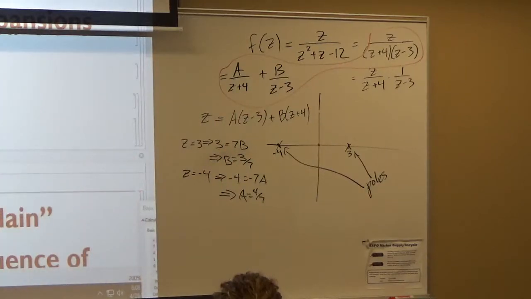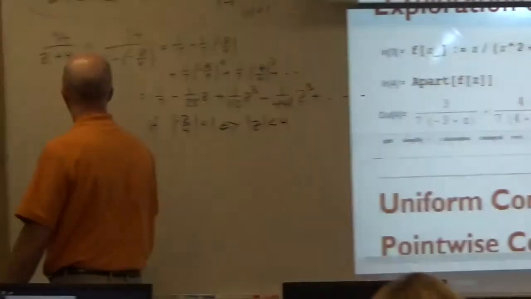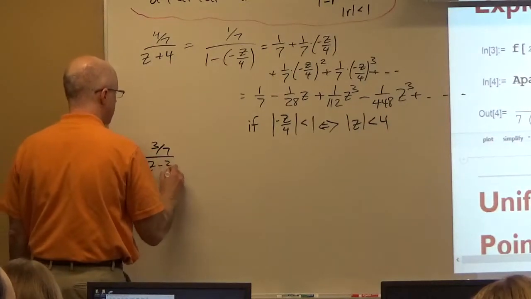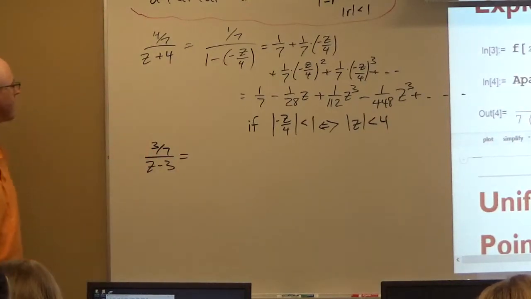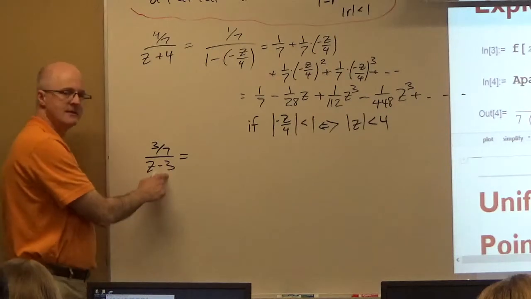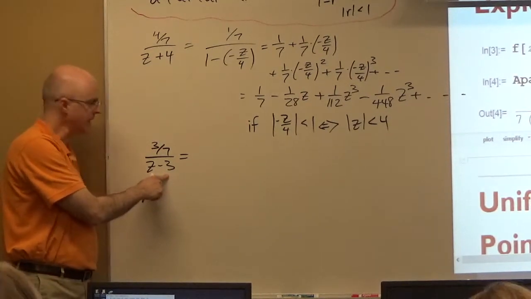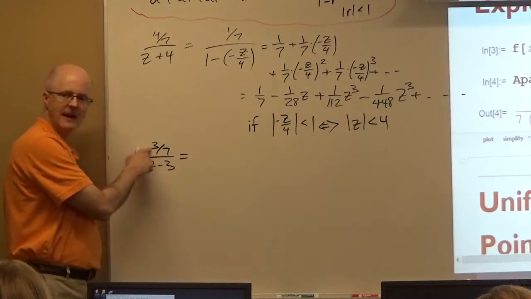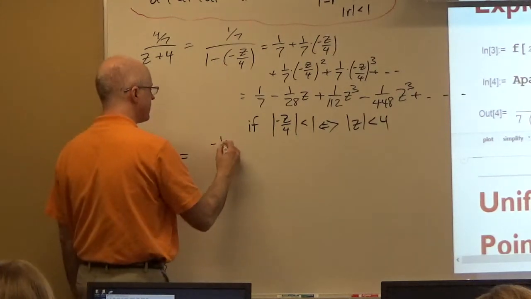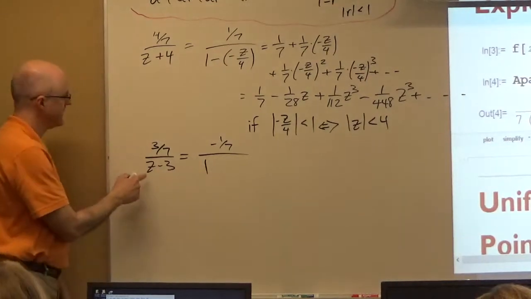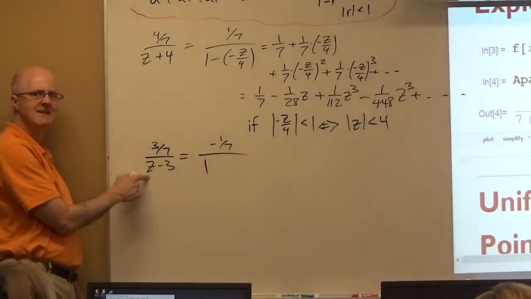Let's do the other one next. 3/7 over z minus 3. I'd like to make that negative 3 a 1, so factor out negative 3. Cancel with the 3 up there to leave you with negative 1/7 up top. If I factor a negative 3 out of z, what do I get?